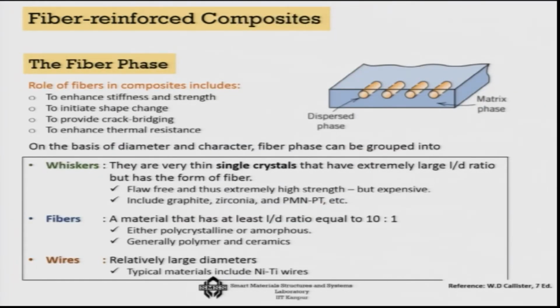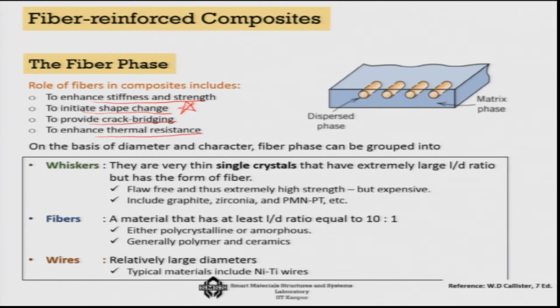Now, we will come to fiber reinforced composites. This is the most popular one out of all the smart composites. So, here what will be the role of fibers? Well, just like in traditional composites, they will definitely enhance stiffness and strength in comparison to the matrix. They will initiate shape change in the whole system. I have shown you the macro fiber composites; that is one example of a fiber reinforced composite. They will also help in terms of crack bridging. We will discuss it when we talk about self-healing. They enhance thermal resistance, and some other properties can also be improved through them.